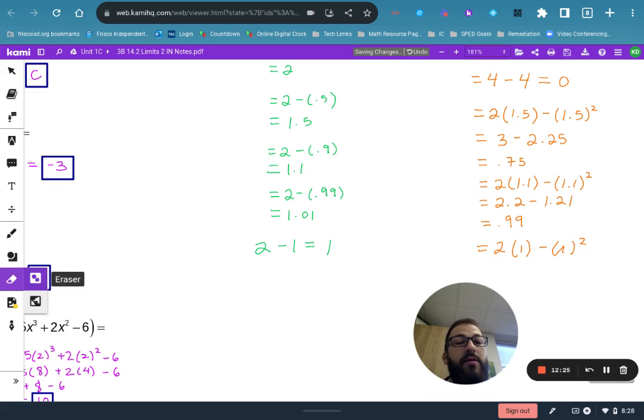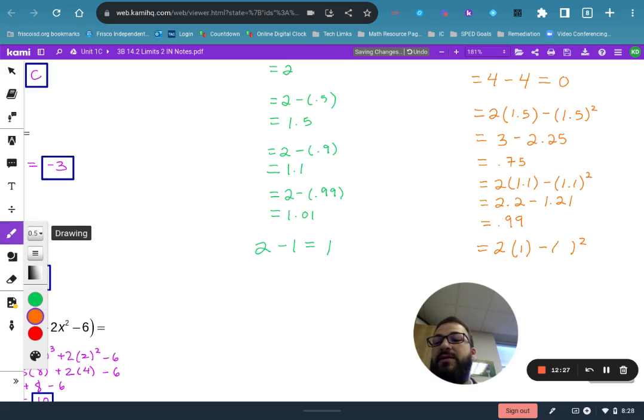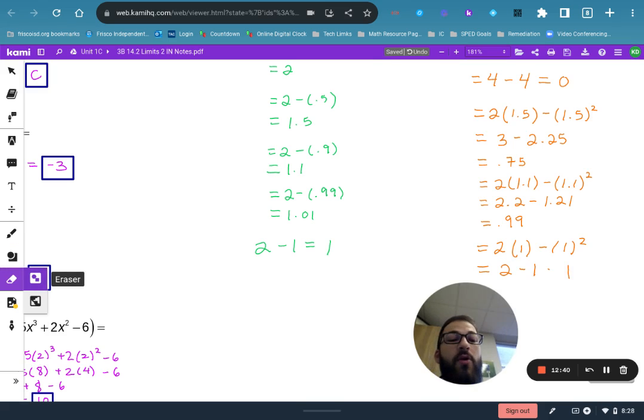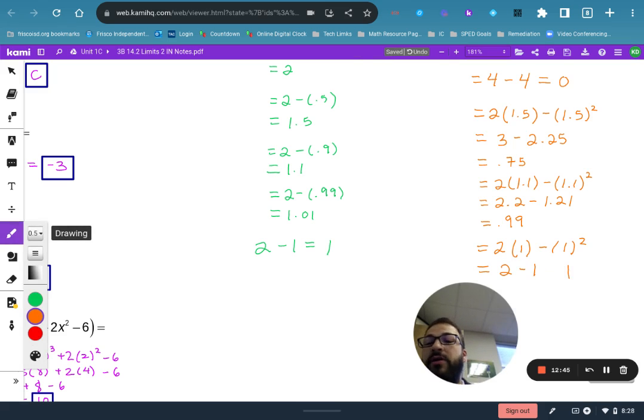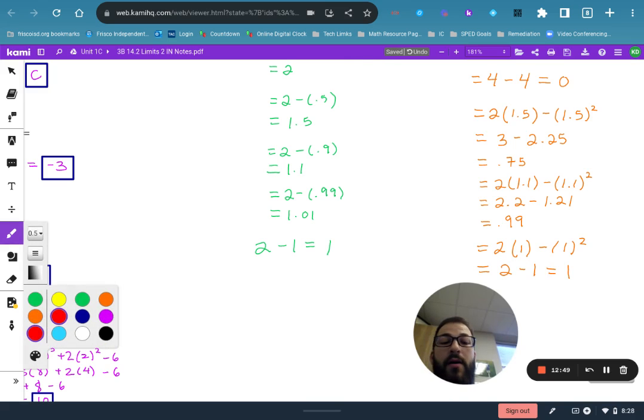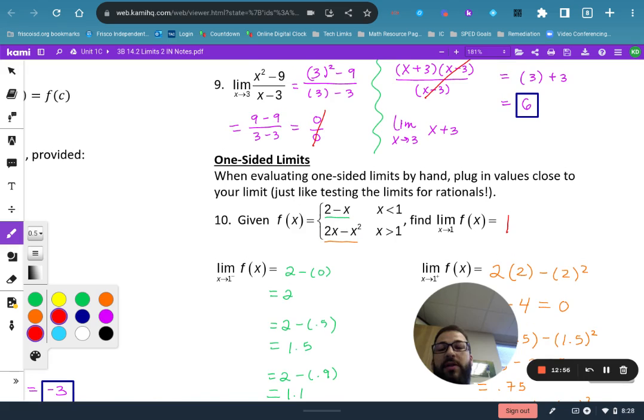My pen is not cooperating very well, but that would be equal to 2 minus 1, which is equal to 1. So we can see that both our left side would equal 1 and our right side would equal 1, which are equal to each other, which helps to corroborate the value of 1 that we got for our overall limit.